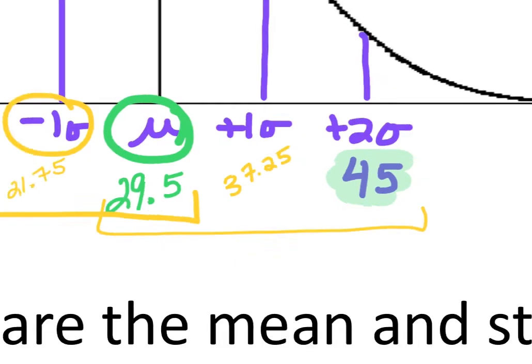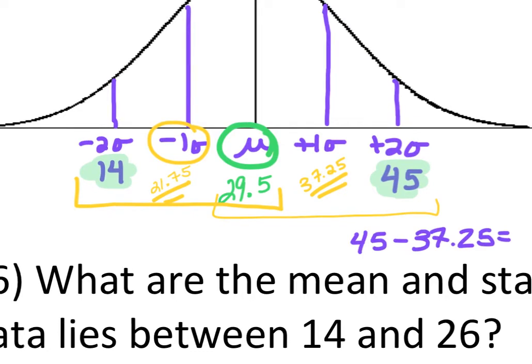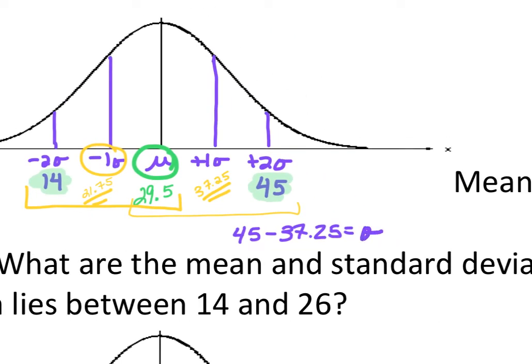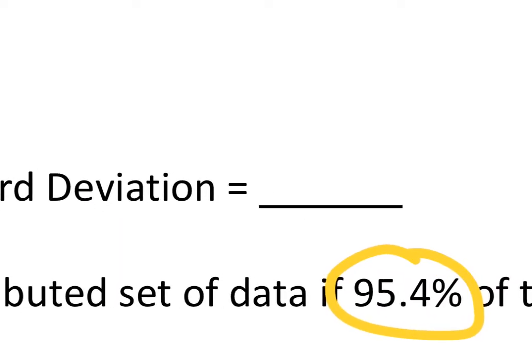But the problem doesn't ask you specifically for these two numbers. It asks you for the standard deviation. And so the standard deviation would just be to subtract any two of these numbers that are side by side. So you could just say, okay, 45 minus 37.25, that gives you the standard deviation, which you should get is 7.75. And so over here, the mean we said is 29.5, and the standard deviation we said is 7.75.